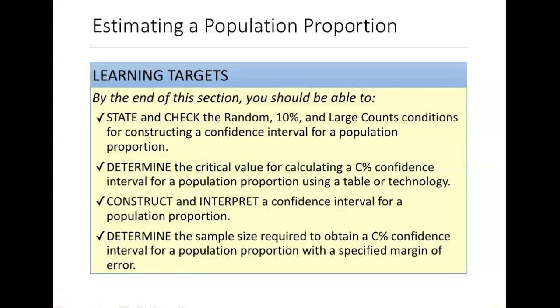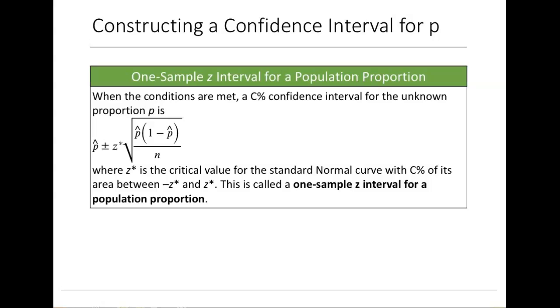All right. So here we go. When conditions are met, a C% confidence interval for the unknown proportion p is this. This is straight up the formula for how you find a confidence interval for a proportion p.